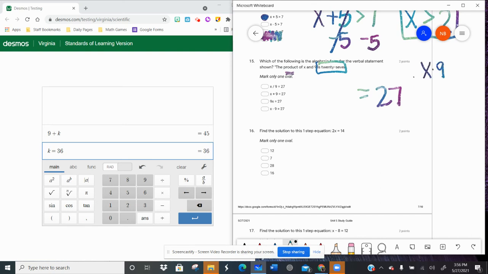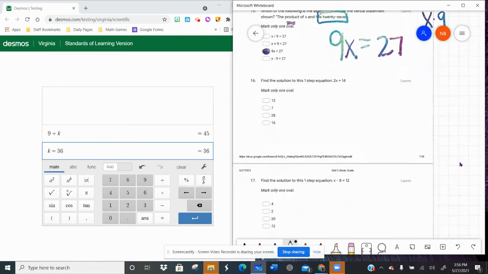But remember, if we're using multiplication with a variable, we write the coefficient first, then the variable. 9x means 9 times x, or x times 9. So it's 9x equals 27, right? The answer to a multiplication problem is called the product. Woo, that was a tough one. All right, here we go.